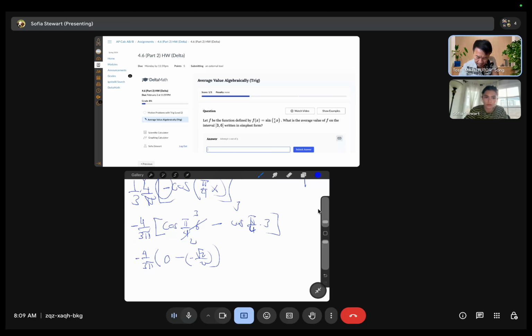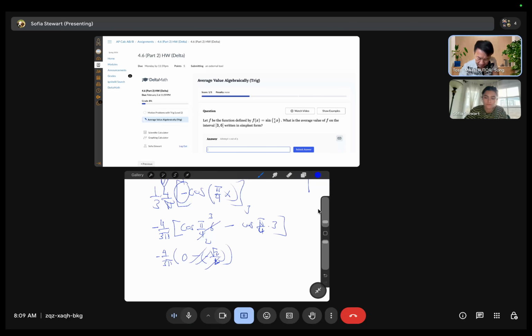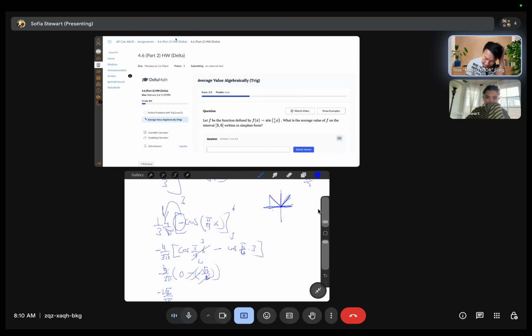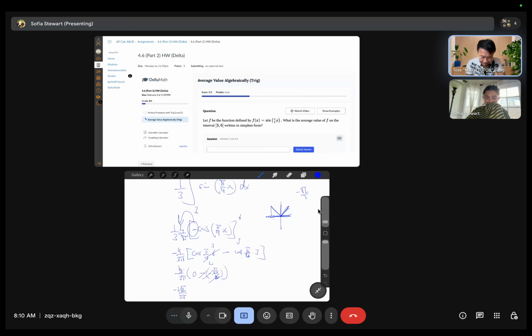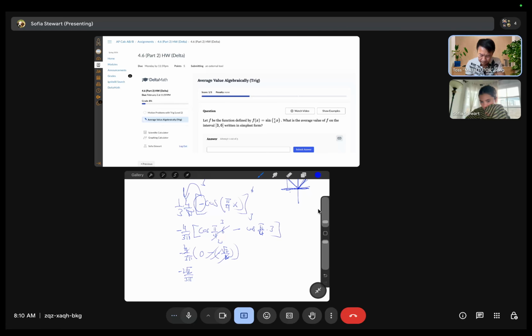And in the end, it'll be positive, but it'll still be a negative here. Just become positive, but still be negative. But 2 can go into 4 two times. So it'll be negative 2 root 2 over 3 pi. I think that's right. Negative 2 root 2 over 3 pi.